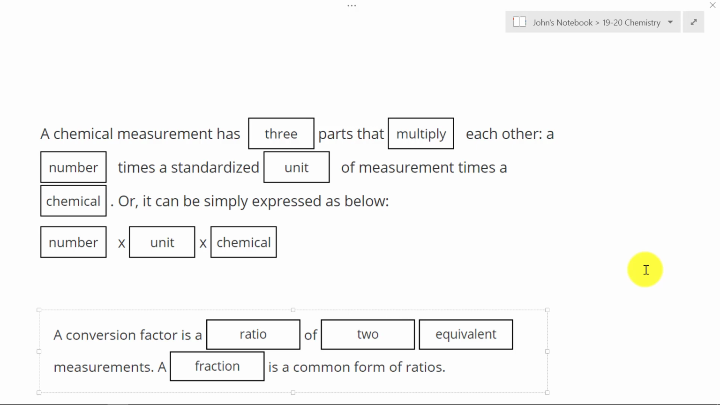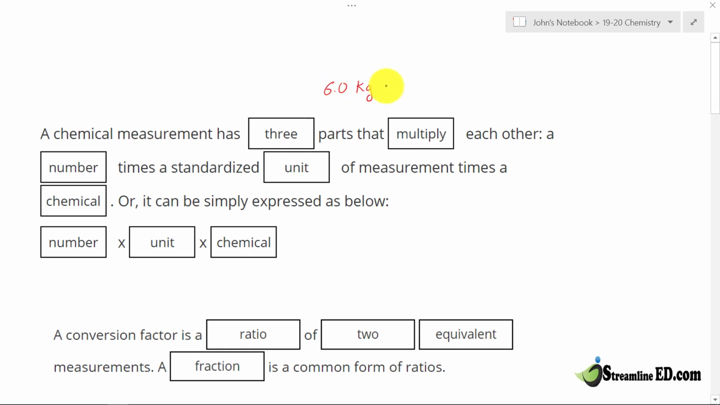In the previous lessons, we learned about measurements in chemistry. Let's look at an example. We have 6.0 kilograms of sodium chloride. Okay, keep that in mind. And a measurement in chemistry has 3 parts that multiply to each other. And let me illustrate that to you.